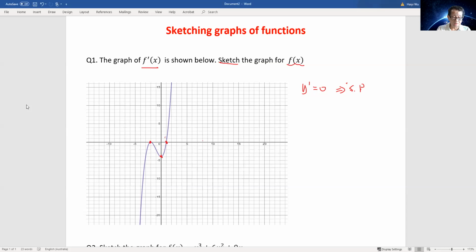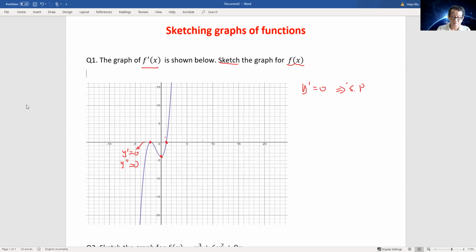Second thing is, we know from this section here, this point is not only y' equal to 0, but also the second derivative y'' equal to 0. Why? Because that's the maximum turning point for the first derivative. So therefore, the second derivative must also equal 0.